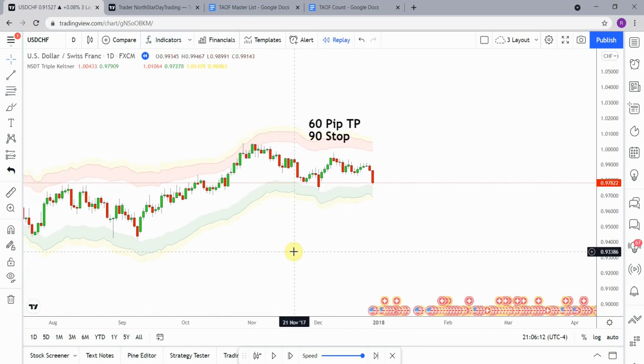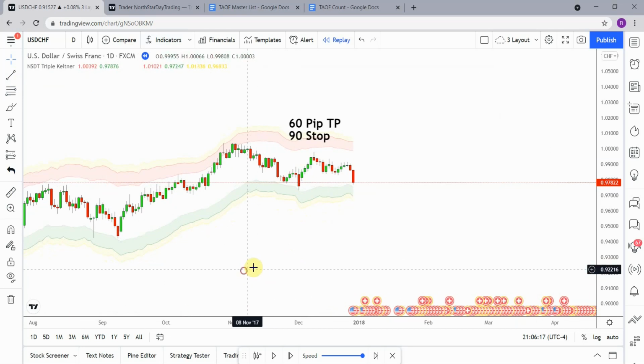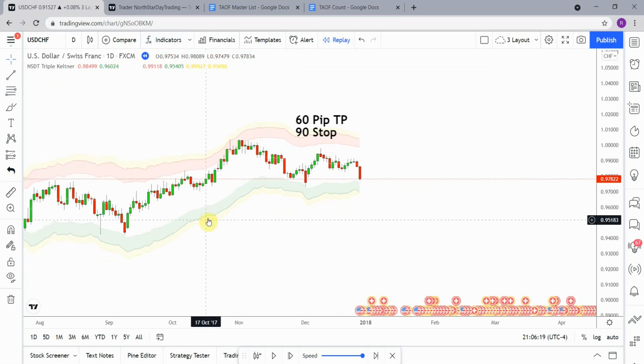The setup that we are going to look for is when we get price action that enters into either the green or the red area and then breaks back into the center, we are going to go either long or short. On the downside, if it comes into the green and breaks back to the center, then we are going to go long. If it breaks on the top side, up into the red, and then comes back into the center, then we are going to go short.